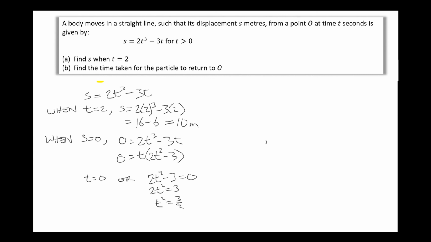Okay, so solving the expression in the bracket, we get t equals root 1.5 or root 3 over 2, which equals 1.224.